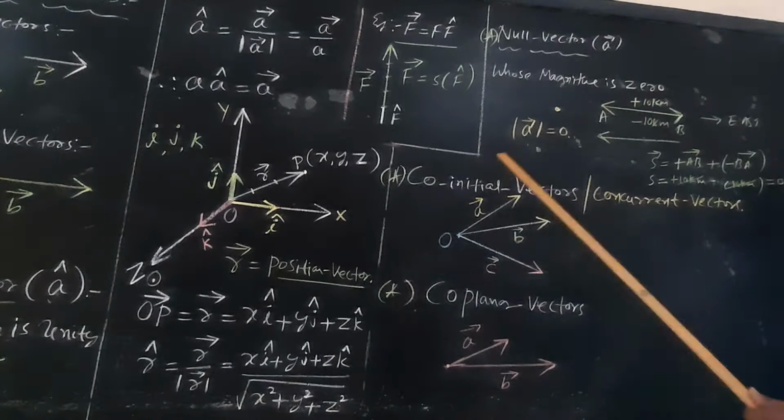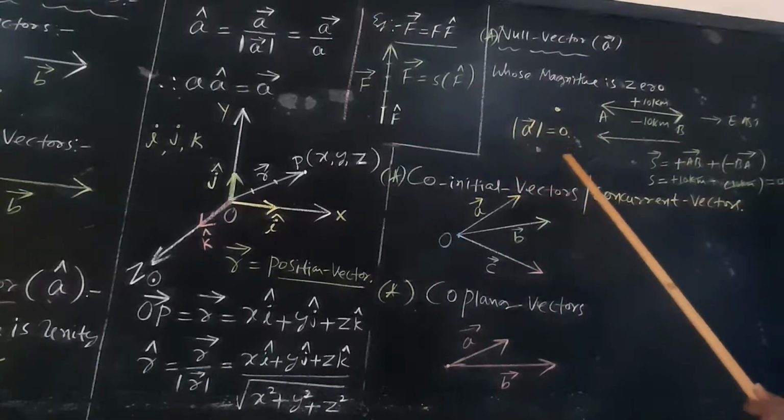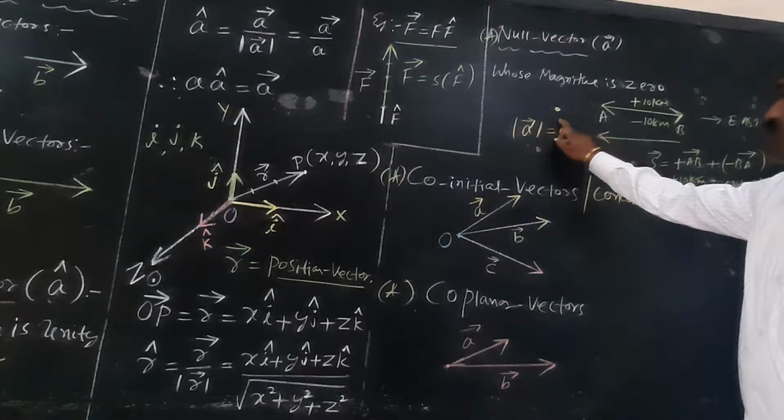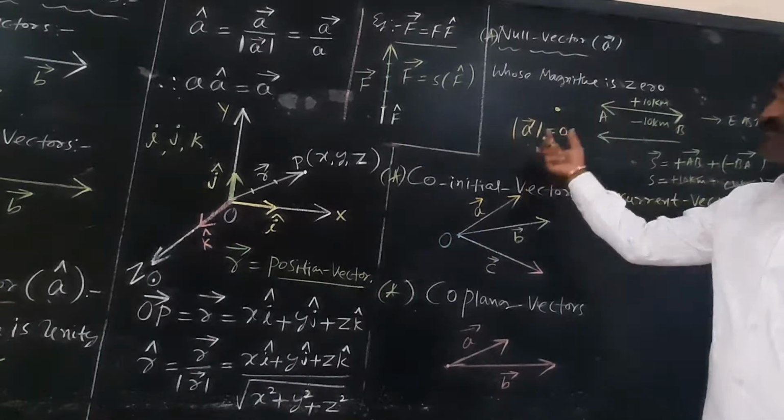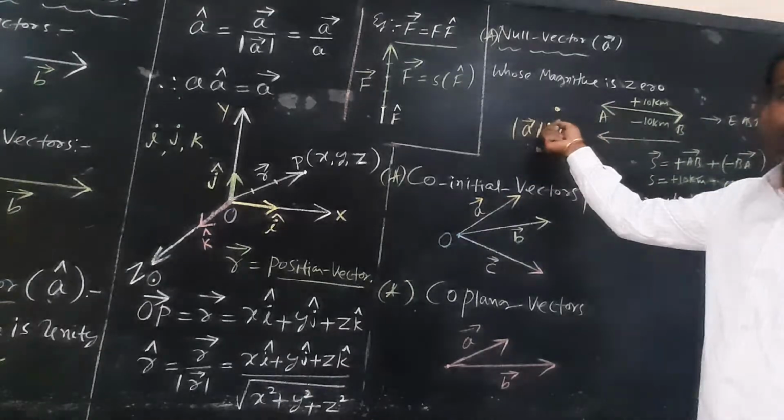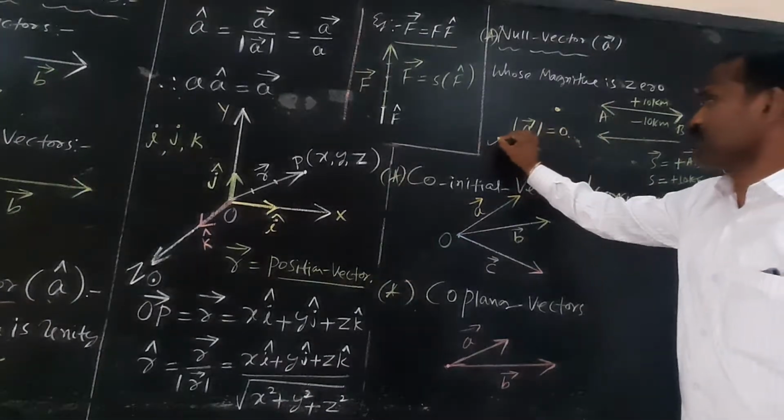So I am talking about the null vector. What do you mean by null vector? Whose magnitude is 0. Starting point and final point are coinciding. Then it is said to be a null vector.